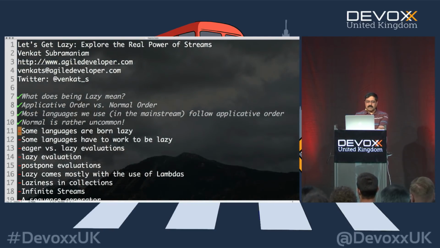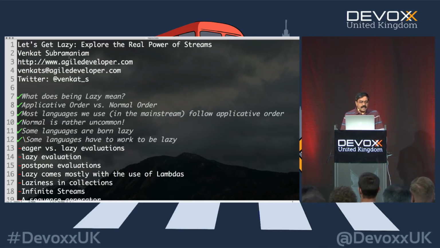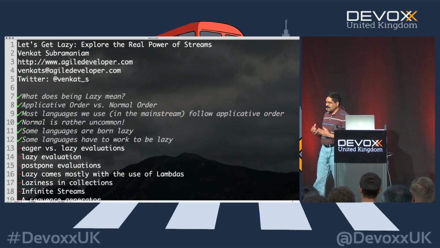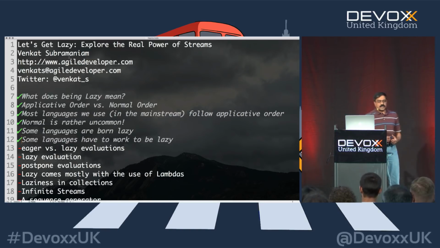Well, I'm going to say some languages are born lazy. On the other hand, some languages have to work really hard to be lazy. It's kind of like me. I'm always hyperactive, trying to do something. And my wife will tell me, why don't you relax? I was like, how do you do that? And that's really hard for some of us because we're always hyperactive. Well, in some languages, you really work hard to become lazy.